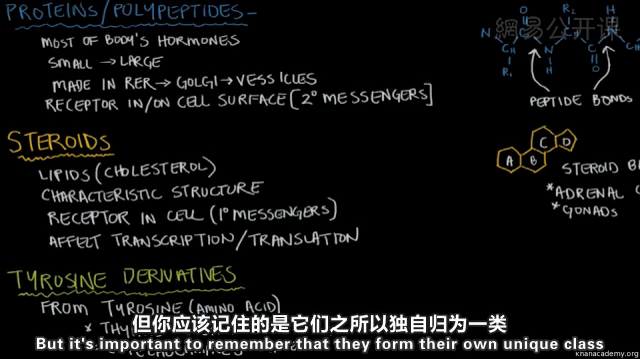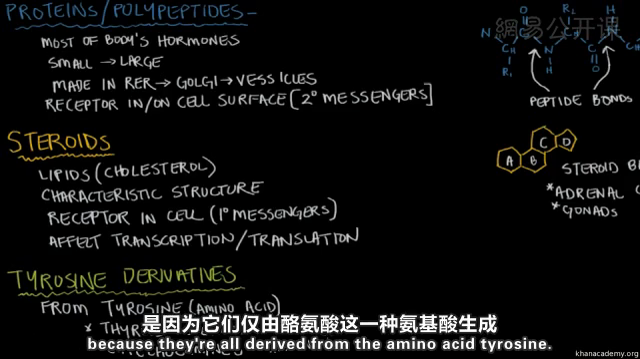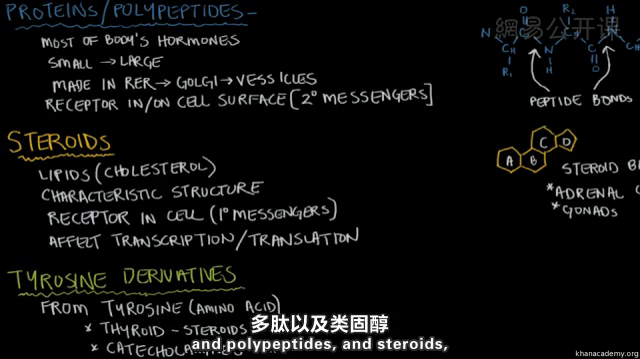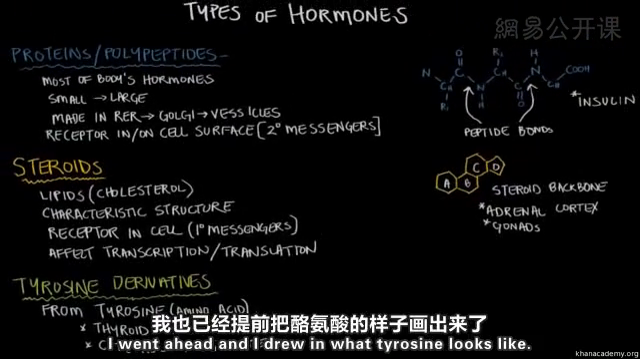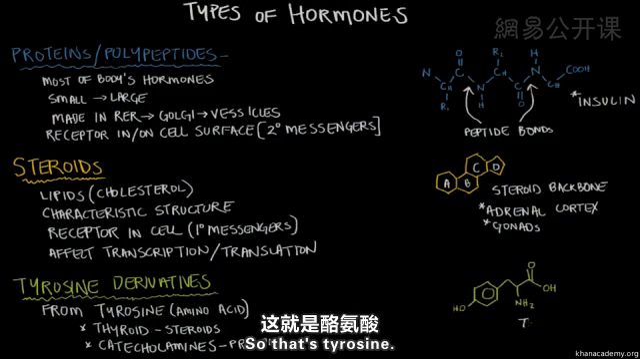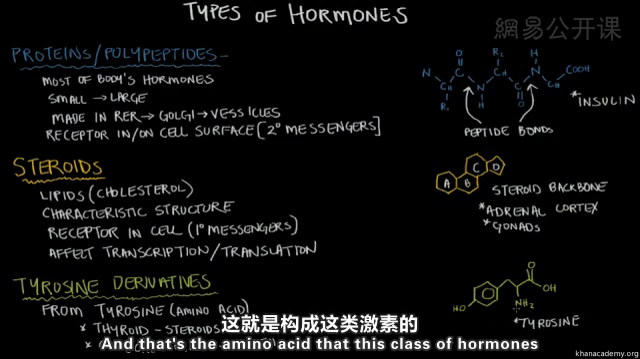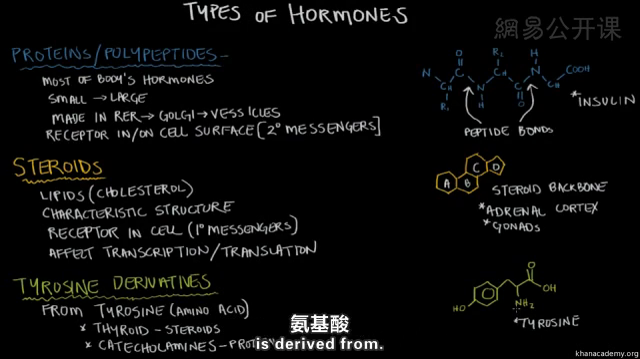But it's important to remember that they form their own unique class because they're all derived from the amino acid tyrosine. And because I did it for proteins and polypeptides and steroids, I went ahead and I drew in what tyrosine looks like. So that's tyrosine, and that's the amino acid that this class of hormones is derived from.